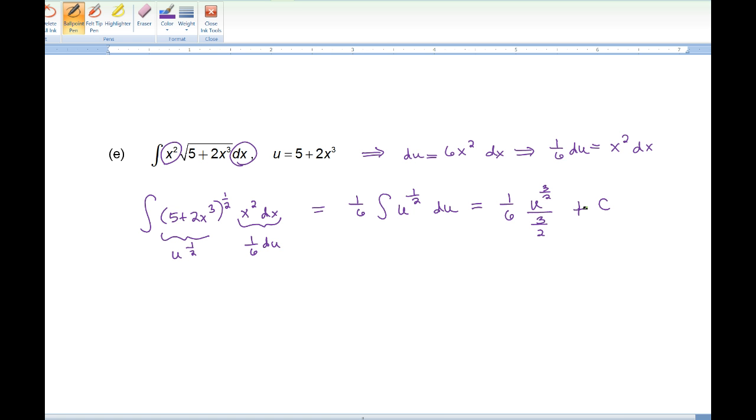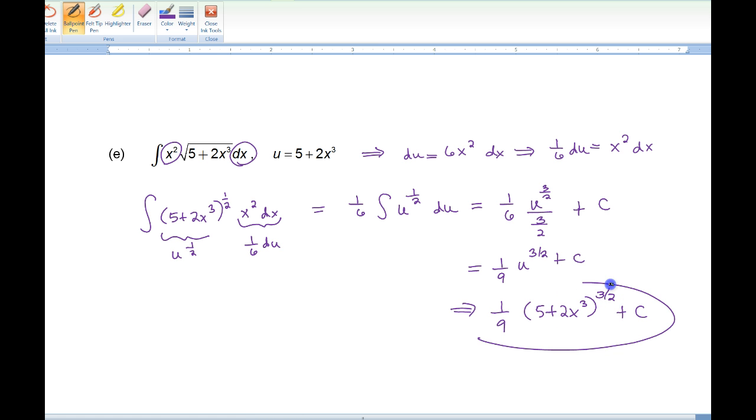What do we get? Flip it, so 1/9. Okay, so 1/9 u to the 3/2 plus c. So this implies we get 1/9 times (5 plus 2x cubed) to the 3/2 plus c. Don't forget, once you're done, you have to go back and turn everything back into x. Can you check this on your calculator?